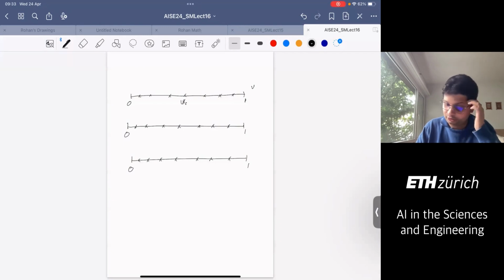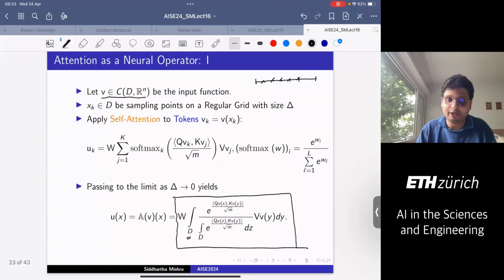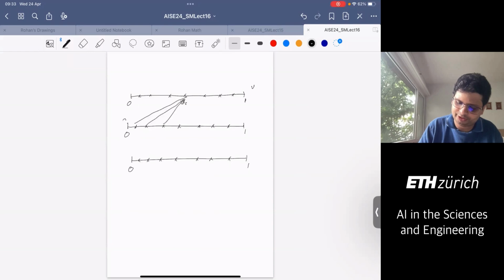So there are two integrals. First is the outer integral. The outer integral is taken over Y. So the effect over Y is computed. In other words, what I'm going to do is to integrate here, which means that I take all these guys and evaluate them at this point.